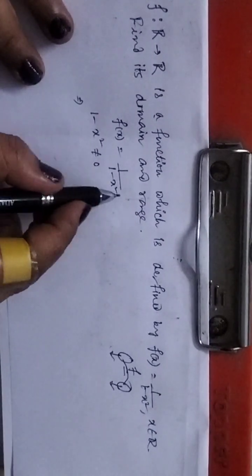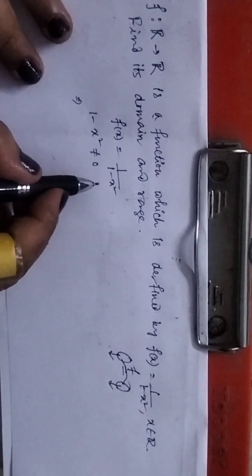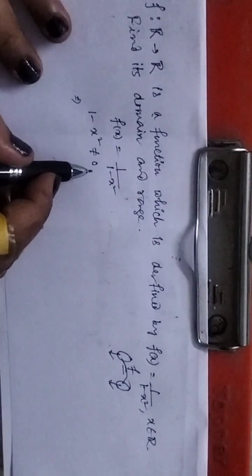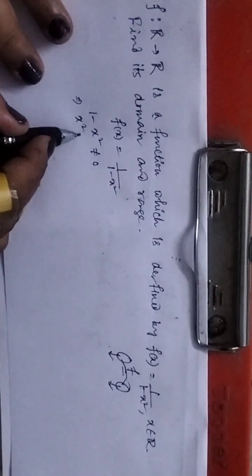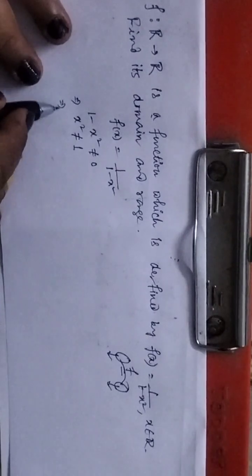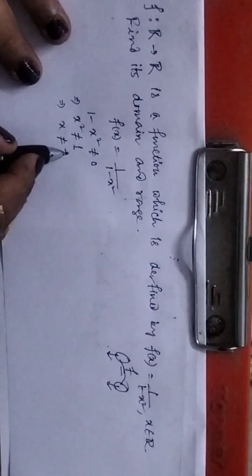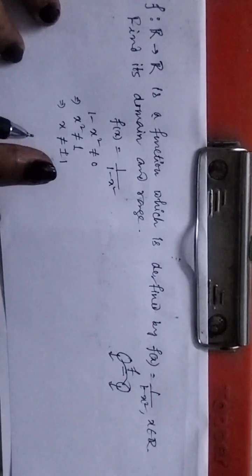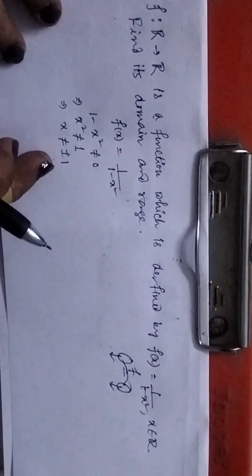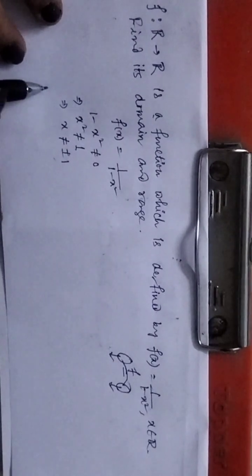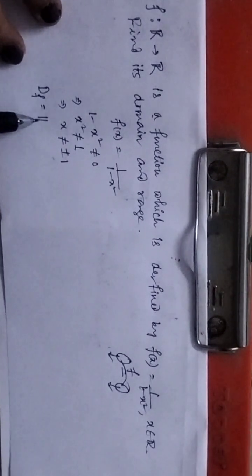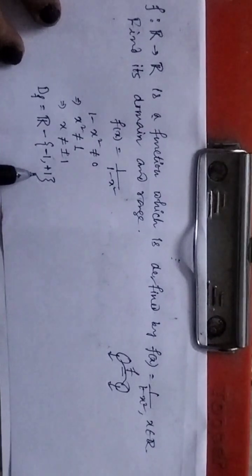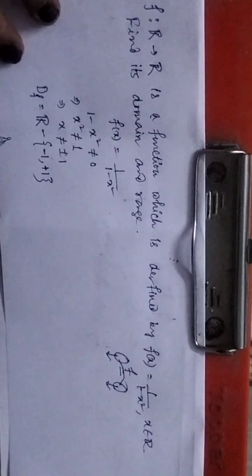Otherwise, if it is 0, then this structure will be undefined. So x square should not be equal to 1, so x should not be equal to plus minus 1. So clearly the domain will be the entire real number set except plus 1 and minus 1. So what will be the domain? Real number set except minus 1 and plus 1. How easily we have found it, isn't it?